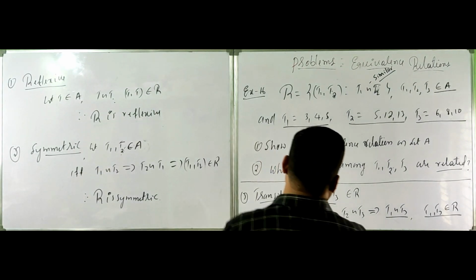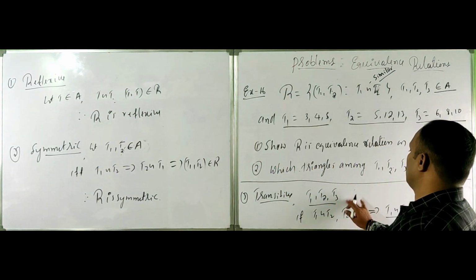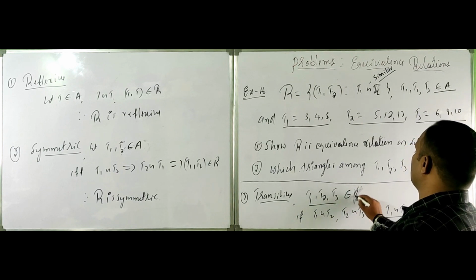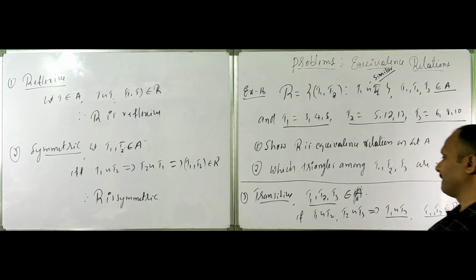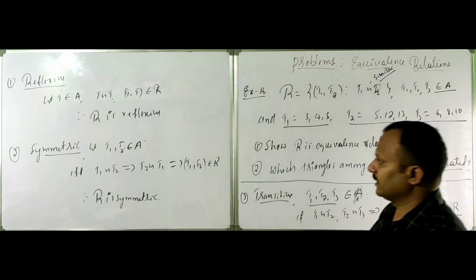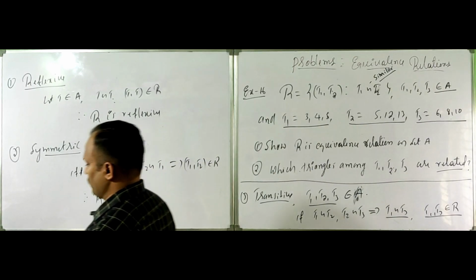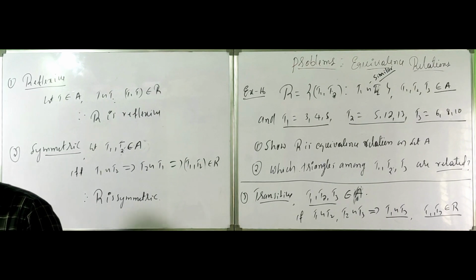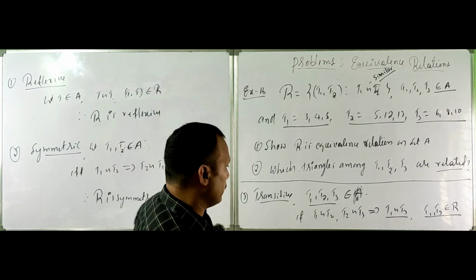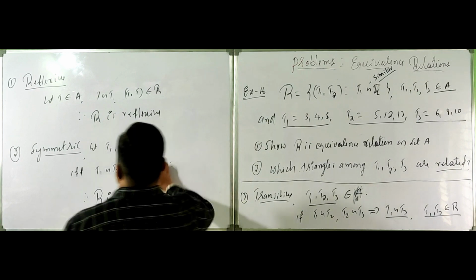So here also like that, you should take the A. If T1 is equal to T2 and T2 is equal to T3, this implies that T1 must be T3. One condition is solved. Another one is there. But which triangles among T1, T2, T3 are related? Let's check this one.